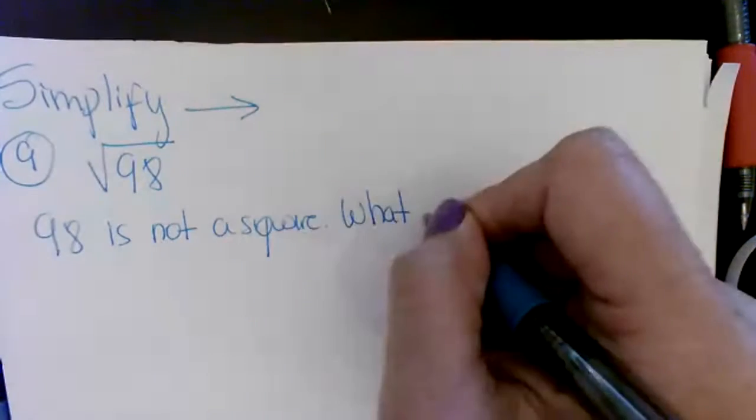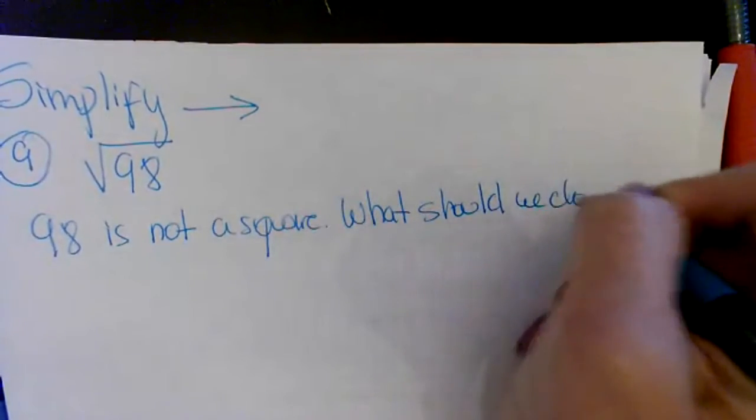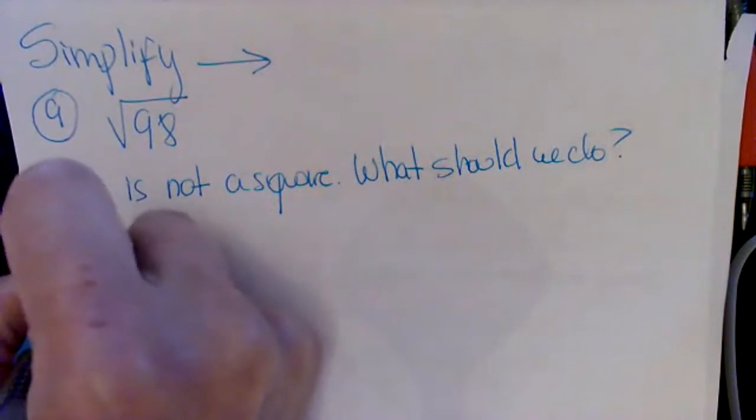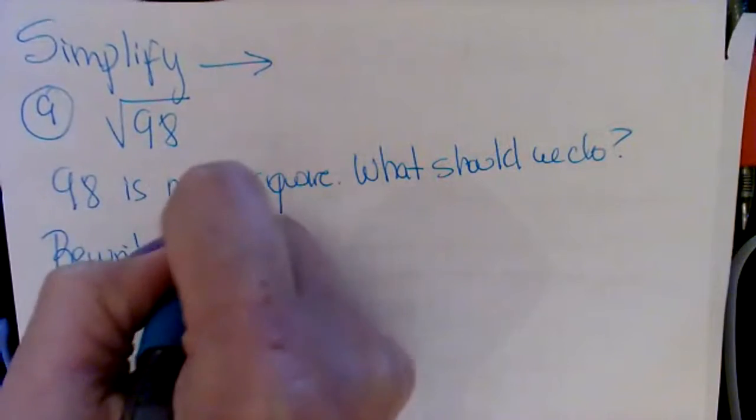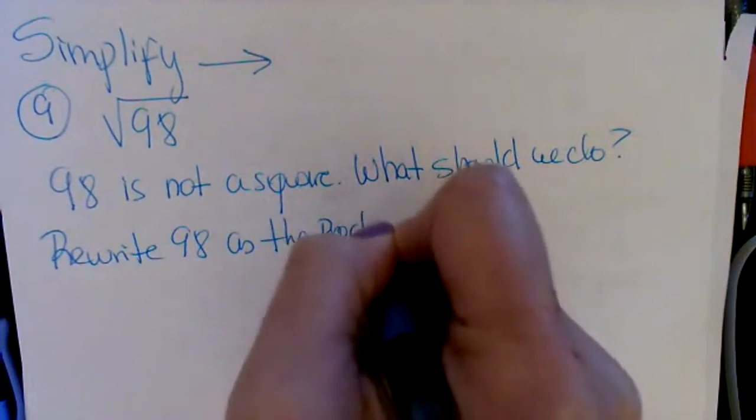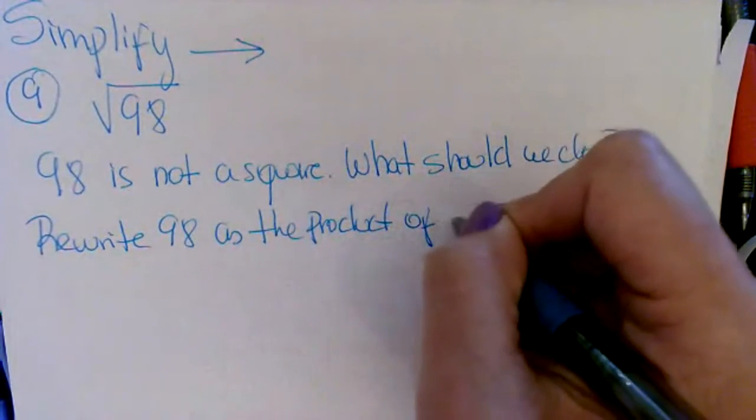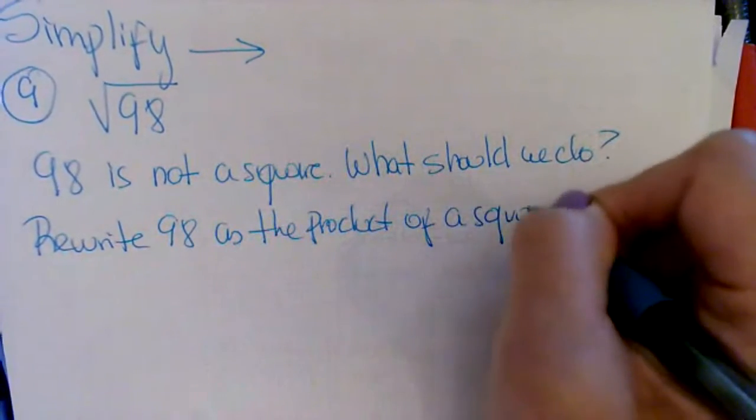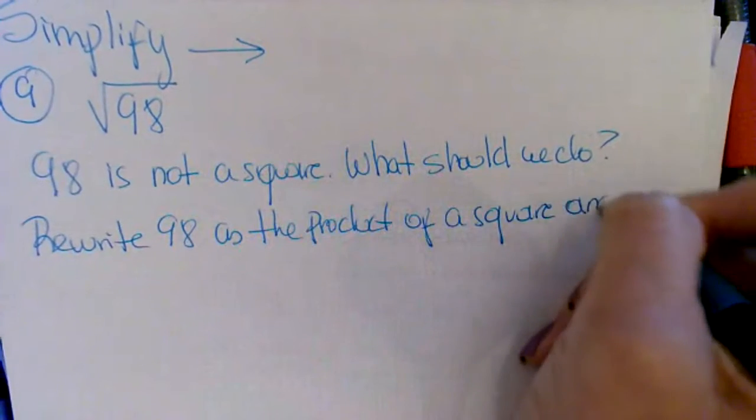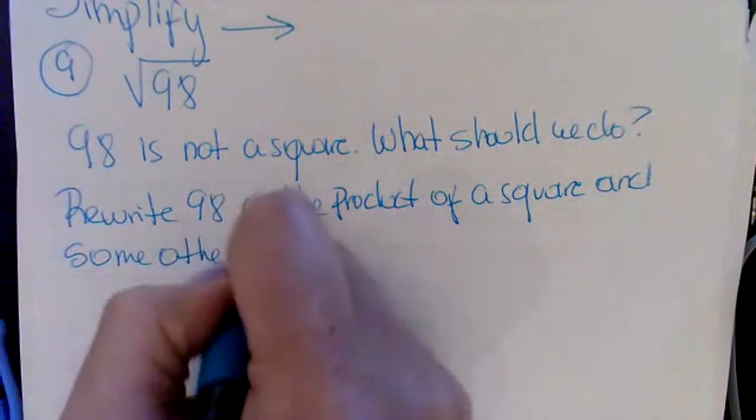So the question is, what should we do? We're going to rewrite 98 as what? As the product, meaning the multiplication, of a square and some other factor. Okay?